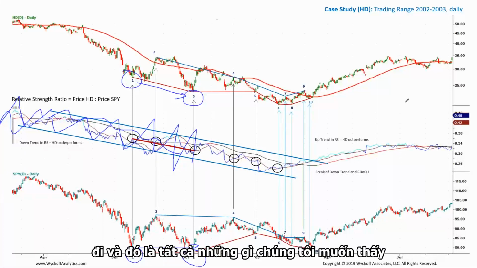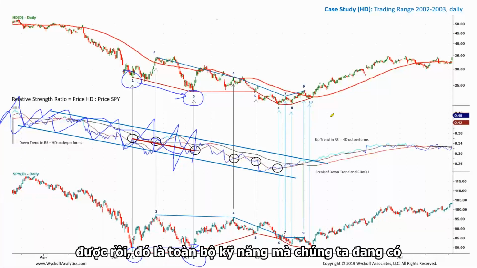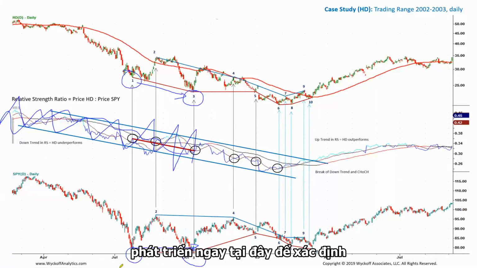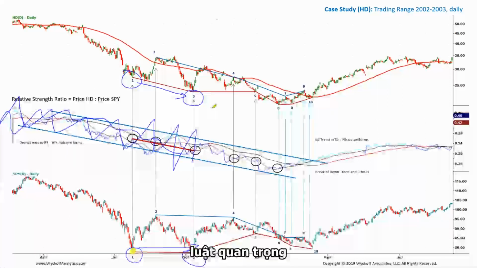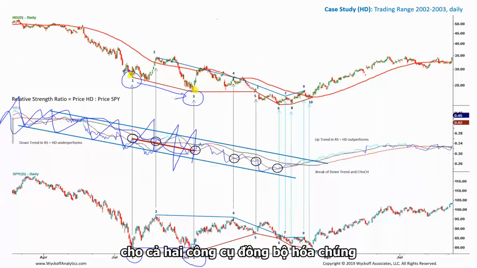Here we go. And that's all that we want to see. That's the whole skill that we're developing right here: identifying significant lows for both instruments, synchronizing those, and just saying we want to see the progress of performance that was made between these two significant lows. Okay. And Adam is absolutely correct.